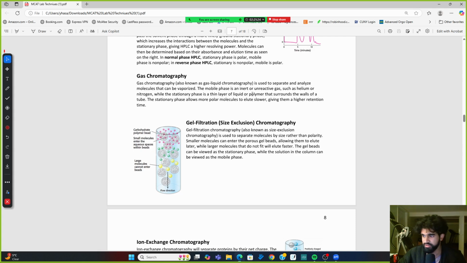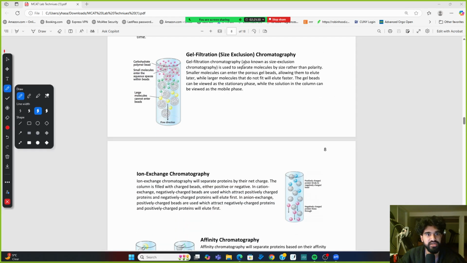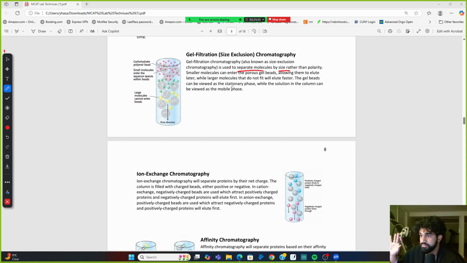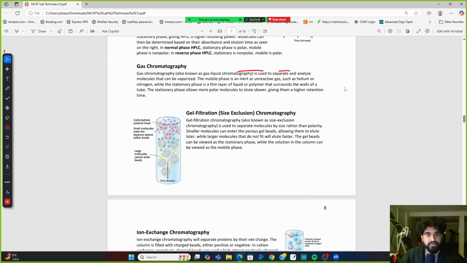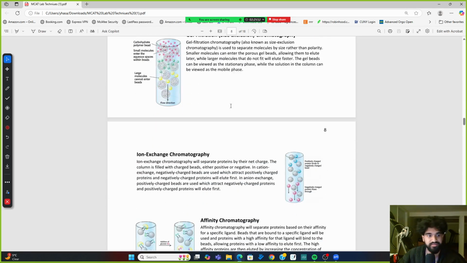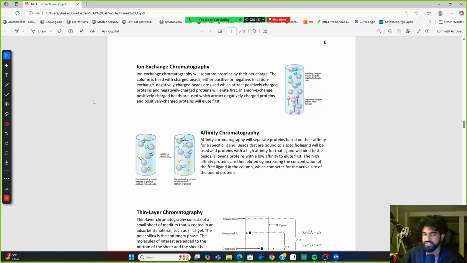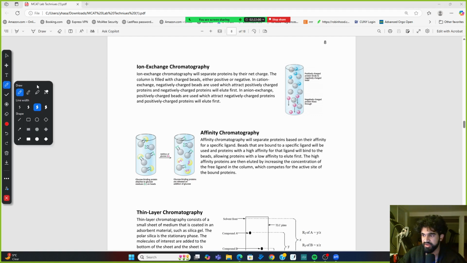Good? Good. Awesome. Cool. Gel filtration, size exclusion, right? Basically separate molecules by size rather than polarity. That's it. What graph? What graph? What are you talking about? This graph? No. Unnecessary. Why? We explained it so simply. Why would you want to confuse yourself? Don't look at the graph. The graph doesn't matter. What matters is understanding how all this works.